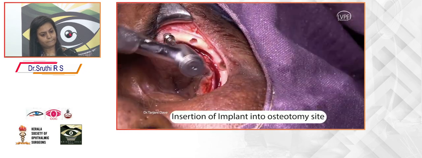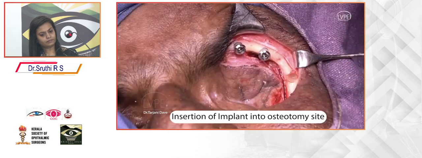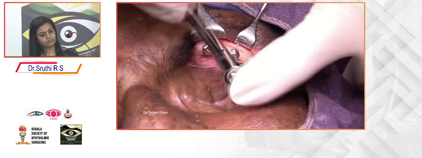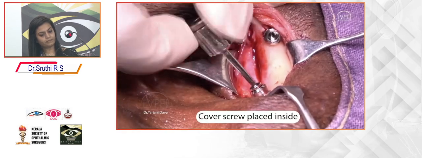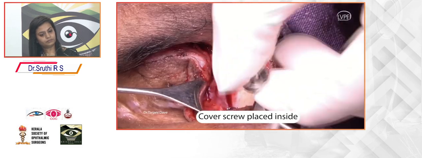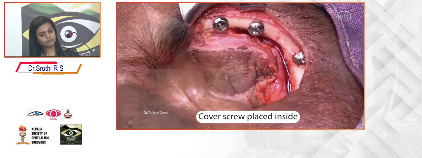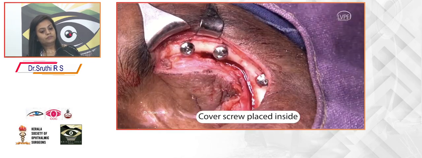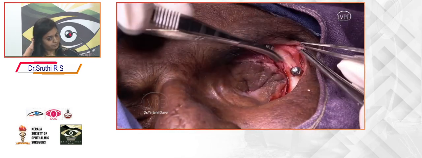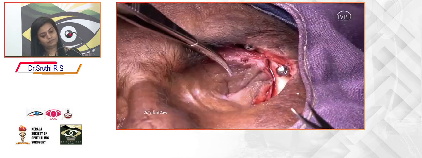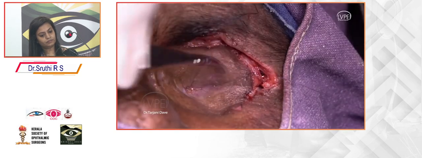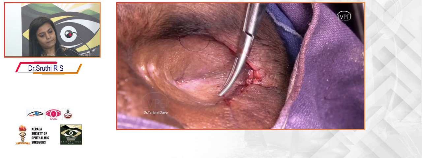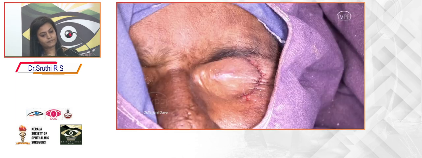Now, the implant is inserted into the osteotomy after checking its depth and trajectory. Cover screws are inserted into the implant to avoid soft tissue entrapment and epithelial ingrowth. Periosteum is sutured together with absorbable sutures, and the overlying skin is closed with 6-0 vicryl interrupted sutures.